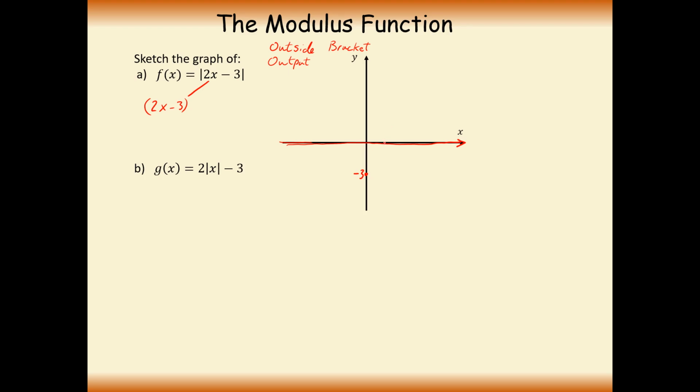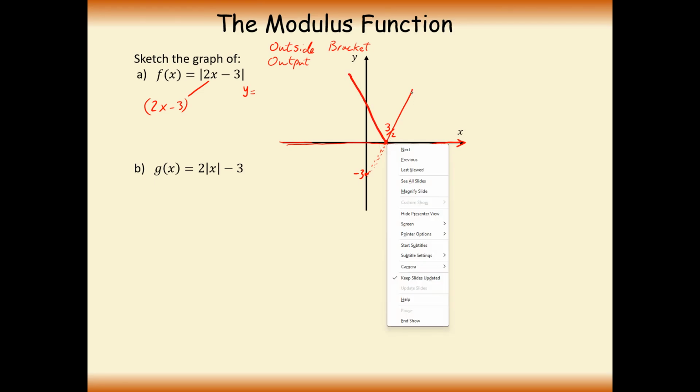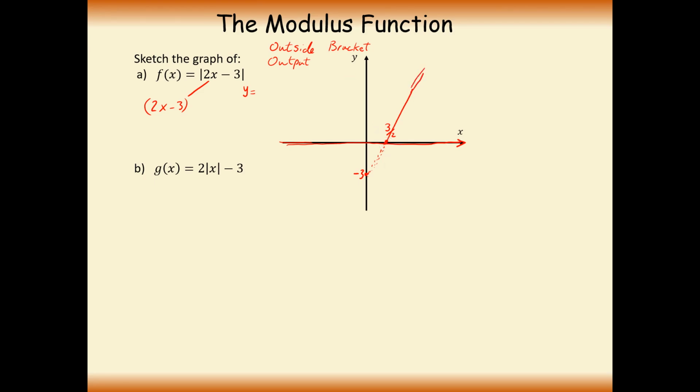So, at what point will it cross the x-axis? When y is 0, x is 3 over 2, that's the intersection point with the x-axis. So the graph would look something like so. It would have an intercept of minus 3, but it would bounce back up and actually have a V shape like so.